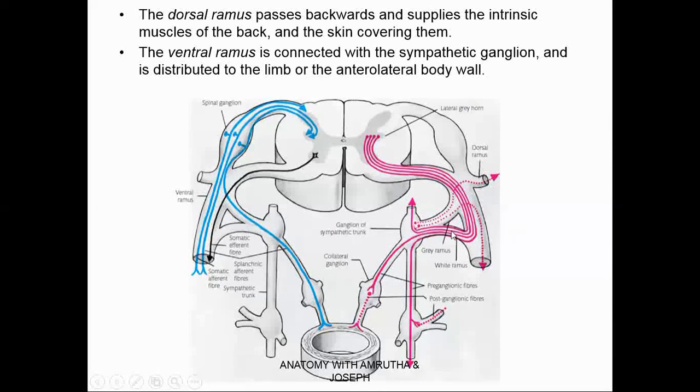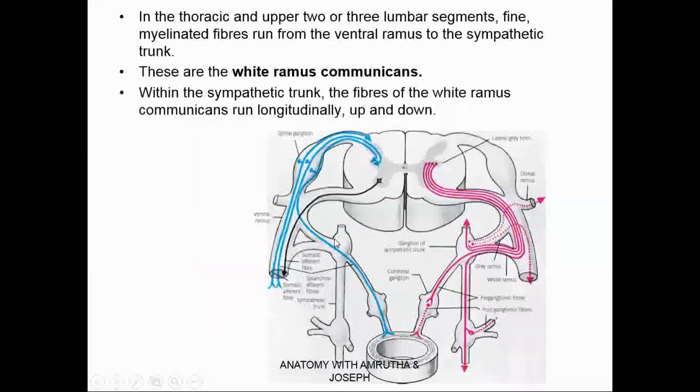Here we have seen how the sympathetic system is going to supply through the spinal nerve. When we discuss the parasympathetic system, we will again see how it is going to enter into the spinal nerve, but that happens in the sacral region. Anyway, let's continue with the next.